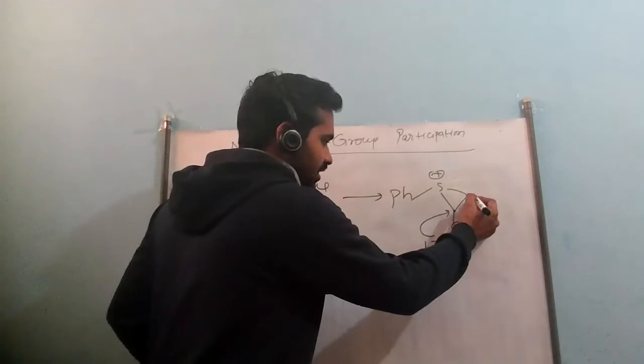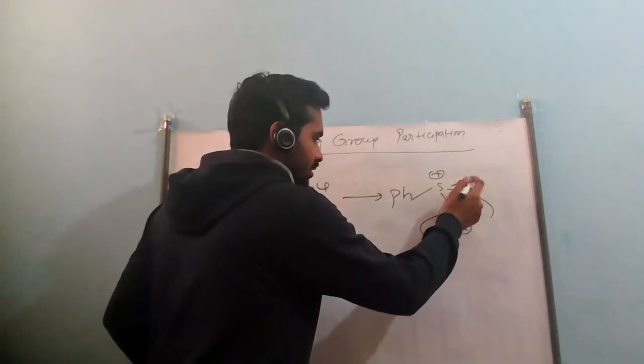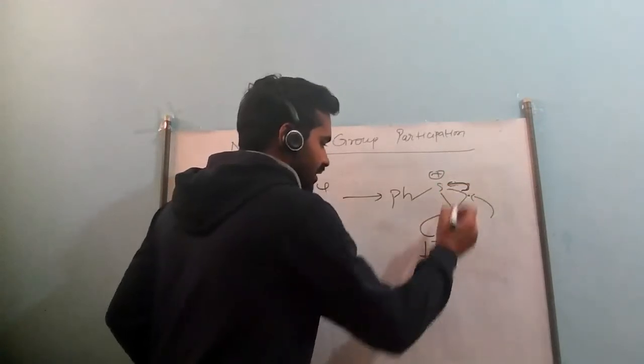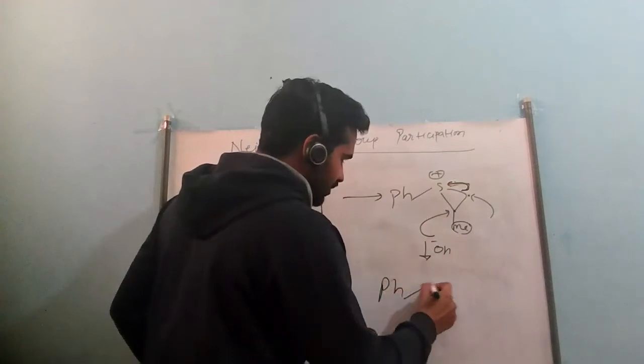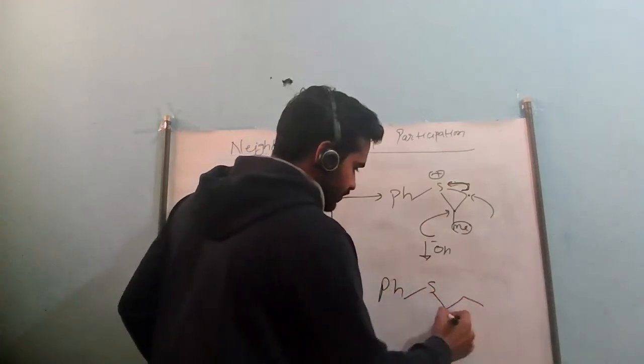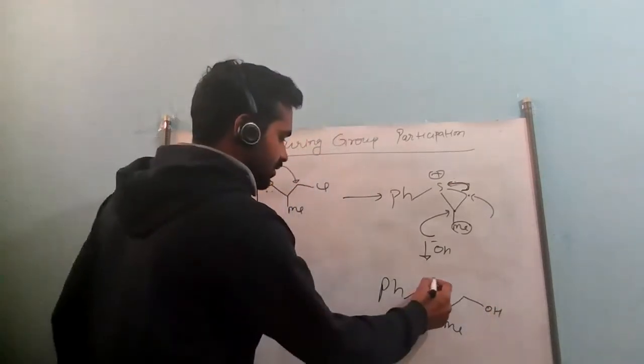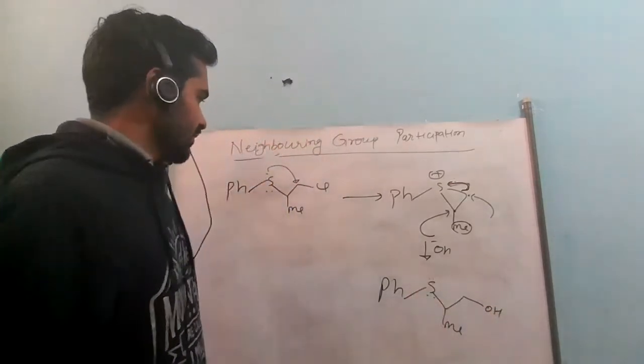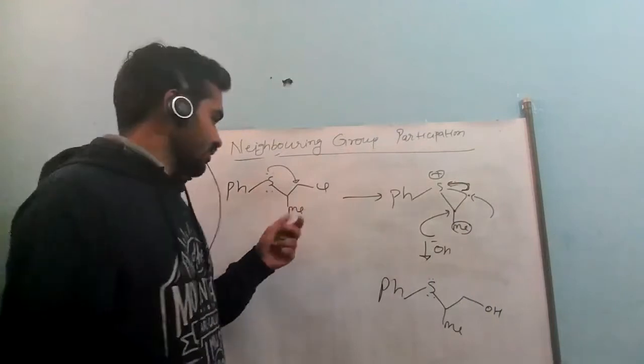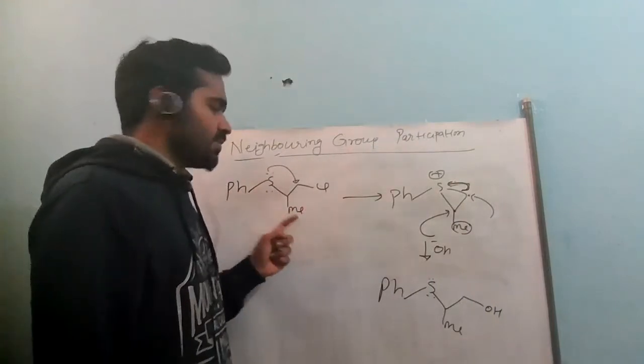And when it attacks at this position, this bond will shift here and we'll get the product PhSMe and OH. Clear? Okay. This is the effect of the presence of this methyl group.